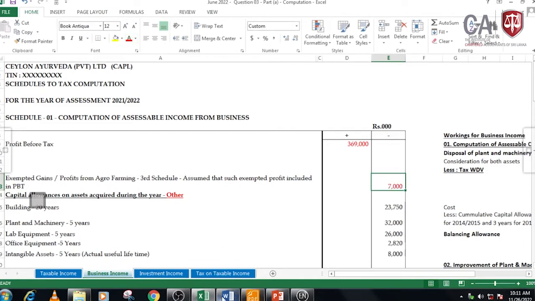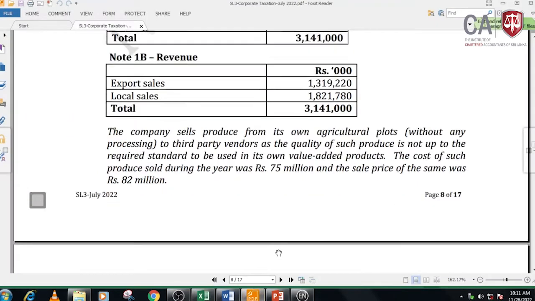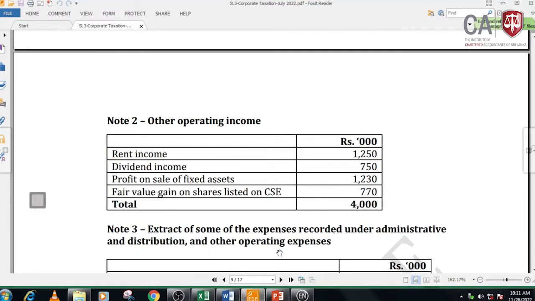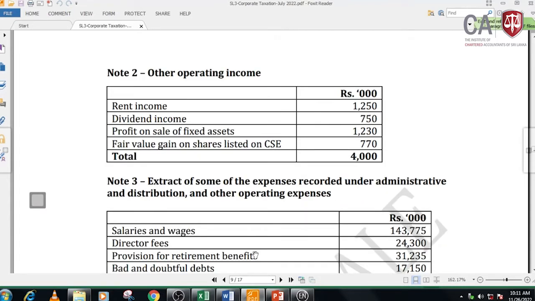Then go to the question, other operating income, the details given: rent income, dividend, profit on sale of fixed asset, fair value gain on shares listed on the Colombo Stock Exchange. We will come to these later. Then we need to identify whether these are investment or business, or effectively connected to the business.